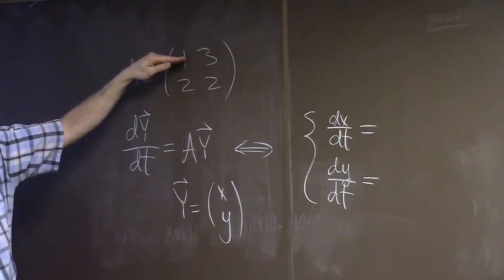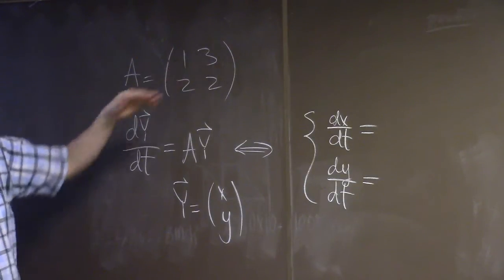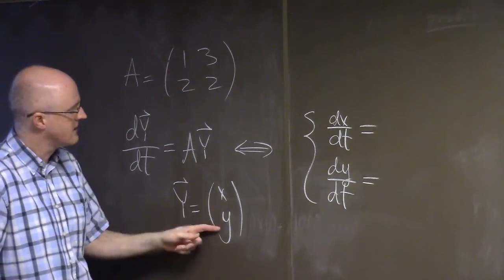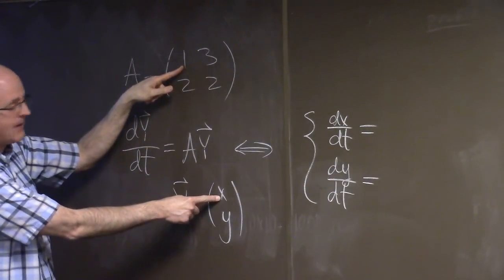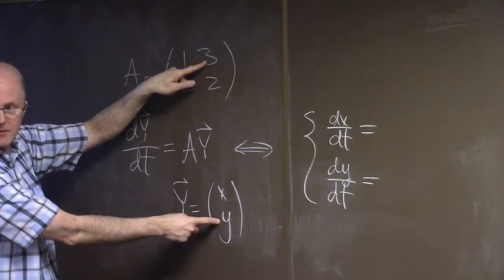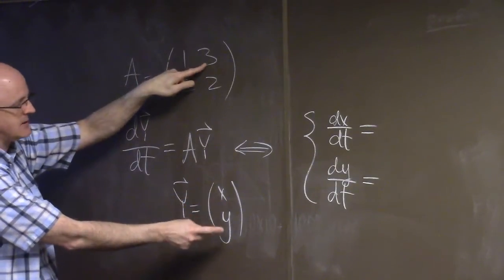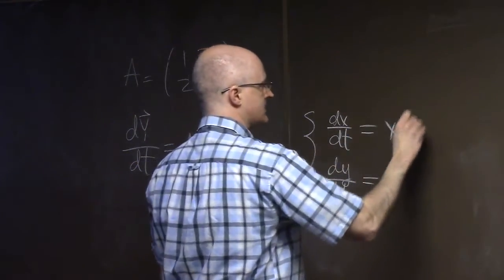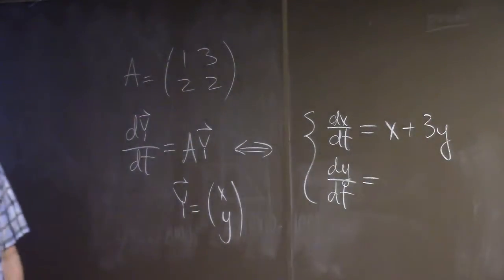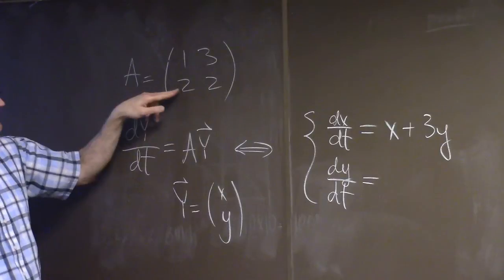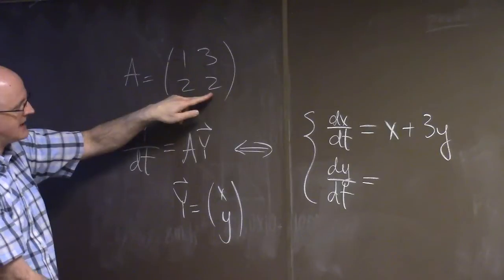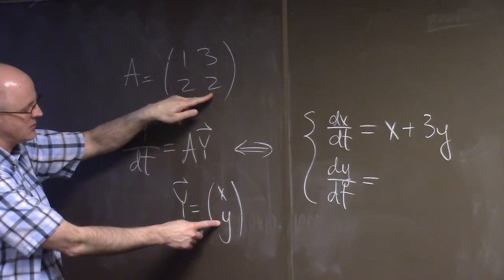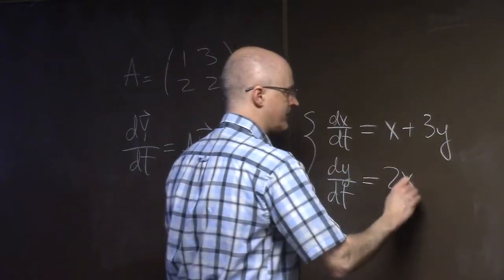It means take the first row of the matrix, 1 and 3, and take the so-called dot product of that row with this column vector, which means multiply the first number there times the first number there, add the product of the second number with the second number. So in this case, that gives 1 times x plus 3 times y. x plus 3y is the right-hand side of the dx dt equation. Now I go to the second row. Take the first entry, it's a 2, multiplied times the first entry of capital Y, 2 times x, plus the second entry times the second entry, 2x plus 2y is what you get with the dot product.